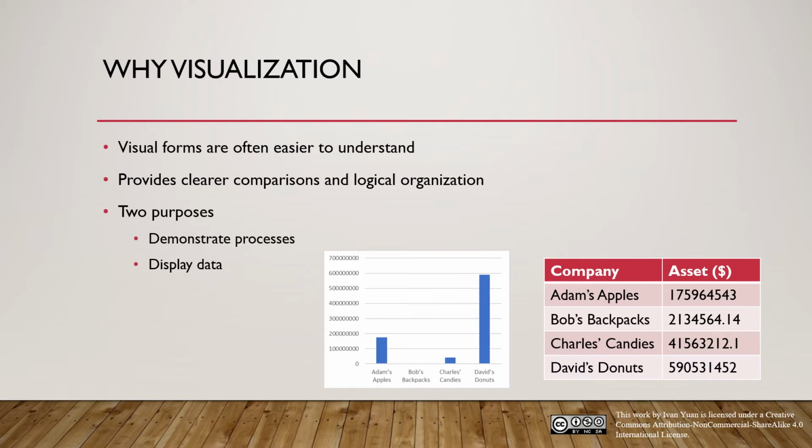For example, down here you can see that with a verbal form or a form of a table, it might be hard to compare the assets of the company, while the graph can make it really clear. And therefore, we often use visualization for two purposes. The first purpose is to demonstrate processes and to show us all sorts of different things about our model construction process. And the second purpose is to display data.